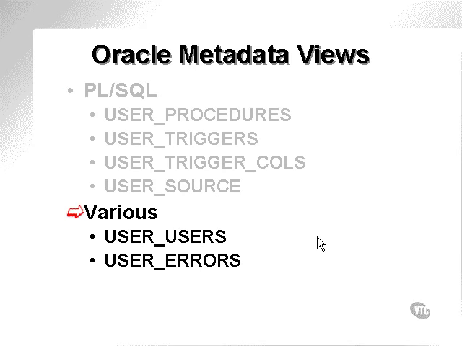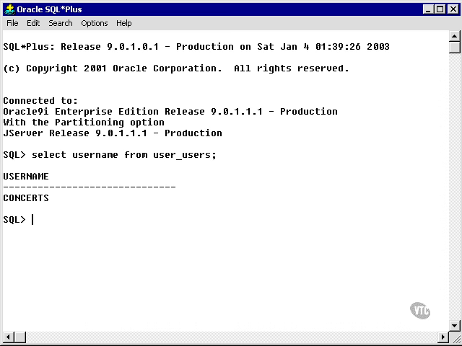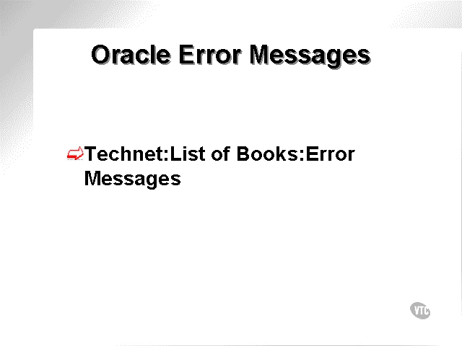Further metadata views are user users and user errors. The user users view. Currently, I'm not sure who I'm logged in as, so I can type select username from user users, and I find I'm logged in as Concerts. On the TechNet website, under list of books, there's a book called Error Messages. There are many error messages potentially produced by the Oracle database in various different tools. This book is very comprehensive and provides detailed descriptions of all error messages.